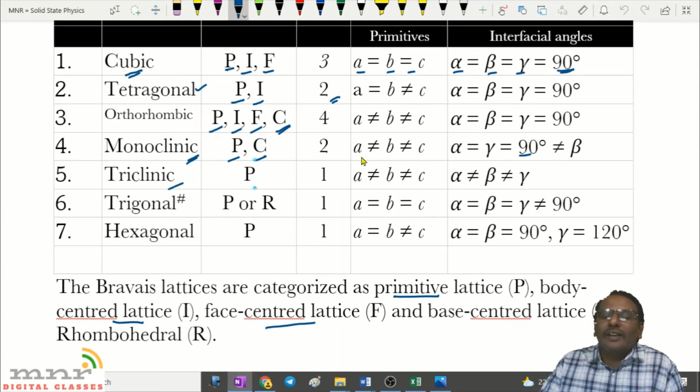The next one is triclinic. In this case, all three primitives are not equal, and all three interfacial angles are not equal. So only one Bravais lattice is possible for this crystal system, that is the primitive unit cell or primitive lattice. The sixth one is trigonal, sometimes also called rhombohedral.